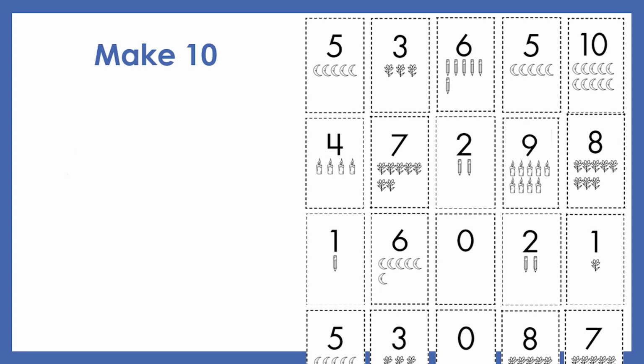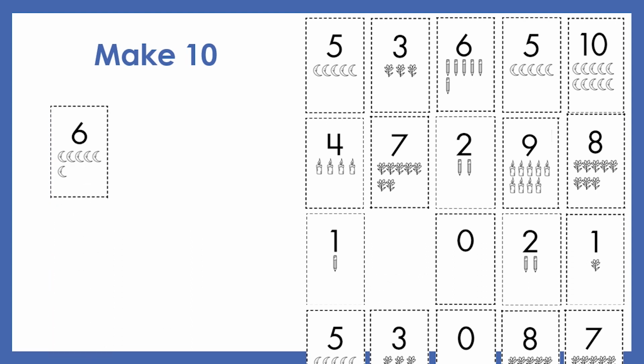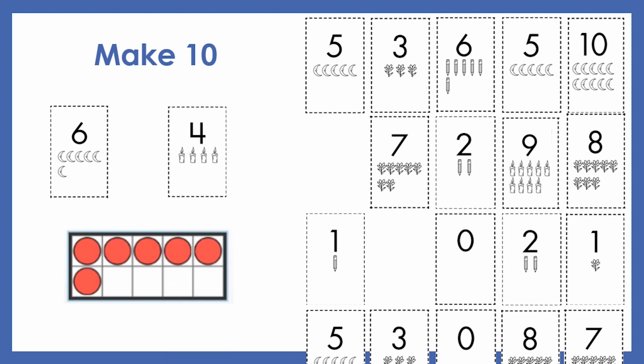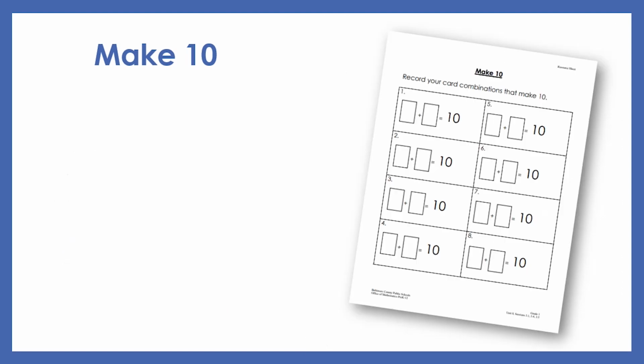Let's go ahead and take a look at another example. Let's use 6. We can use materials such as 10 frames when working to find combinations that total 10. With our number 6, I can count 6 counters, and I see 4 open spaces. I know that there are always 10 spaces in a 10 frame, so I know that 6 plus 4 equals 10. Try your best to explain your thinking as you describe 10 frame models and record equations that represent your work.